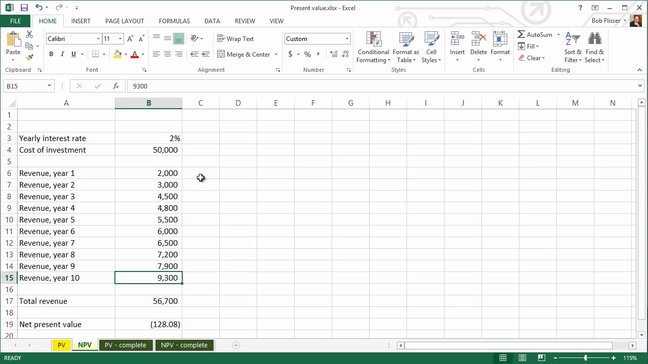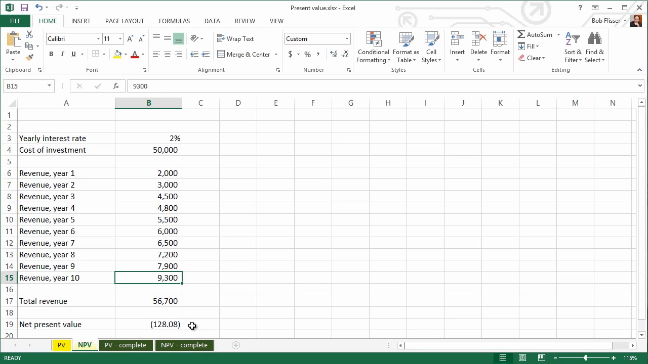So here we have a situation where we'll pay $50,000, and at the end of 10 years, we'll get $56,700. And you might think, oh, okay, great. You know, I'll make $6,700 on the deal, but look at the net present value. It's just slightly negative. So in this situation, even though you'll earn back more than you pay, you really don't want to do it because it's a negative net present value.